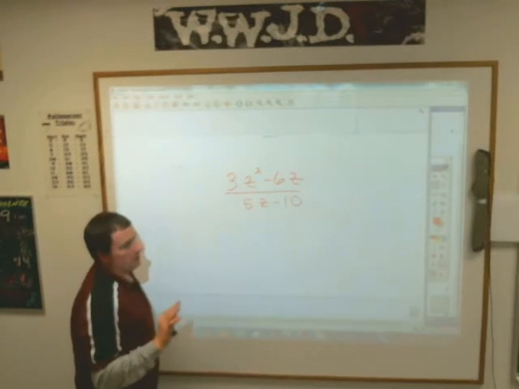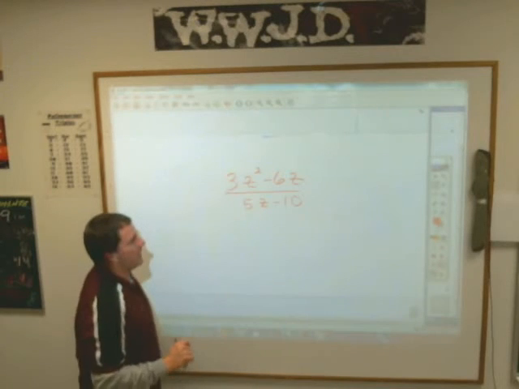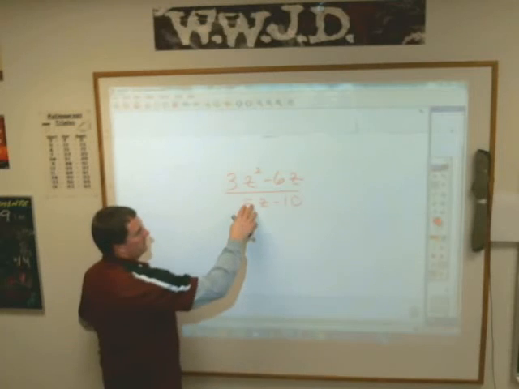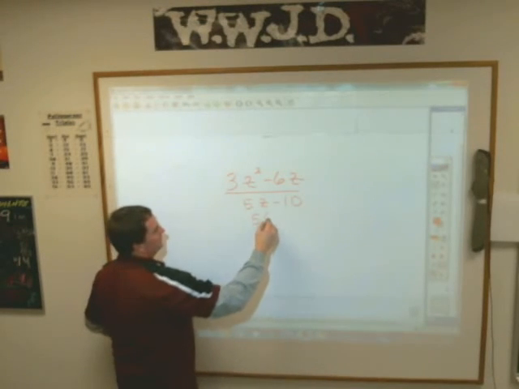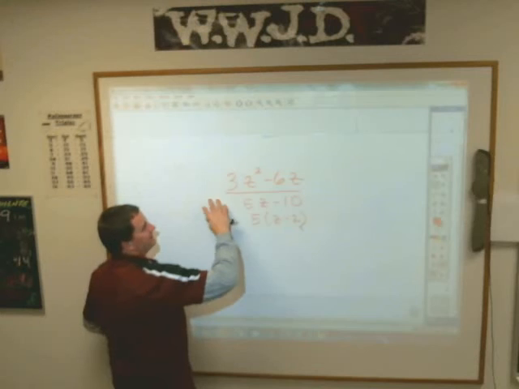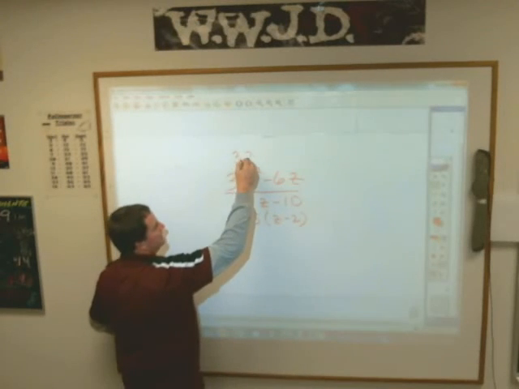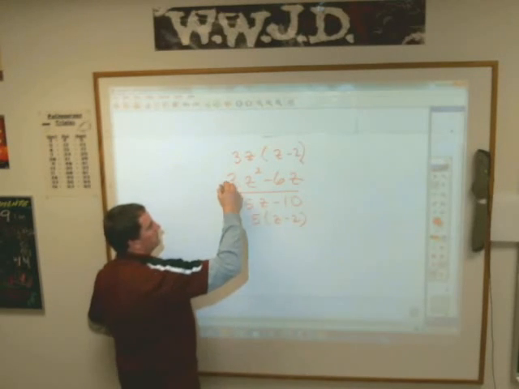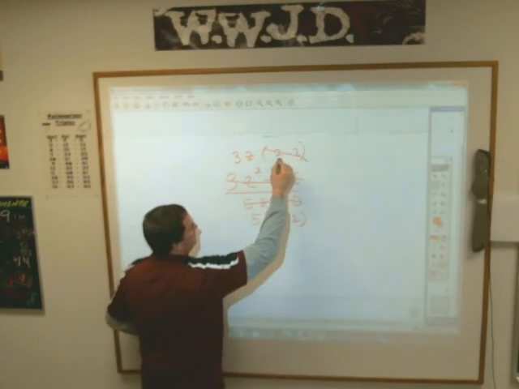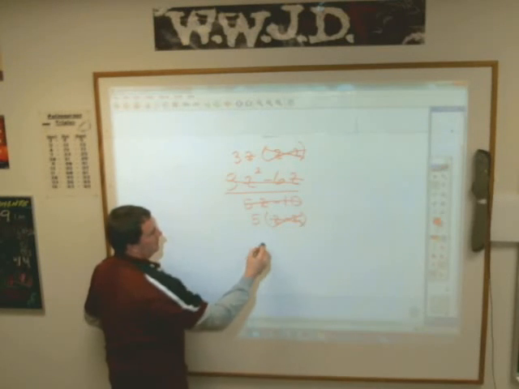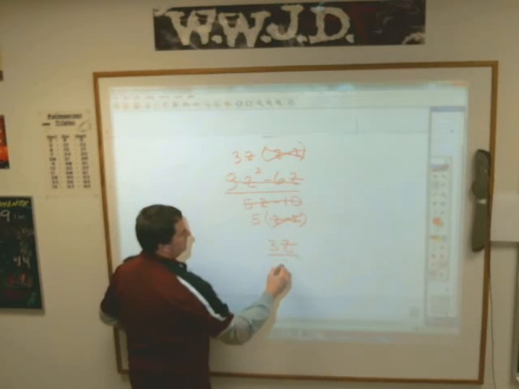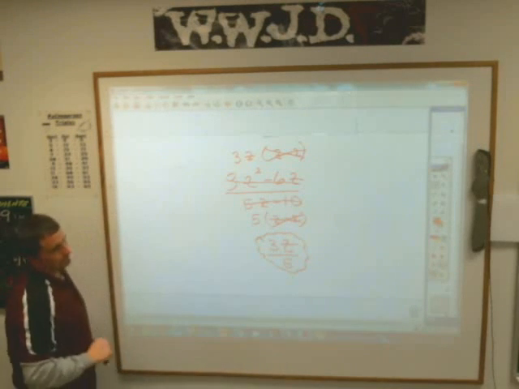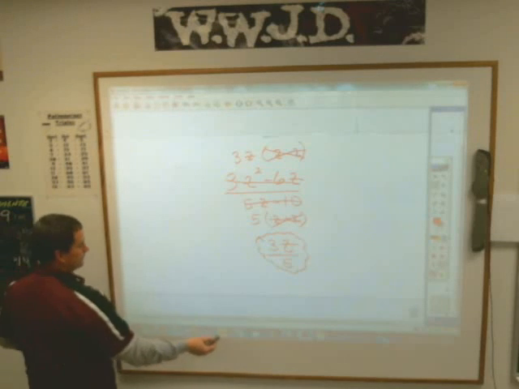Okay, now here's what you gotta know. This one's a little bit different in the sense that you have to look at both of these, and both of them can be factored down. What can you take out of the bottom? You can take a 5 out to be left with z minus 2. On the top, you can take a 3 and a z out to be left with z minus 2. So these you're no longer dealing with. The z minus 2's do cross off, and you're left with a 3z.